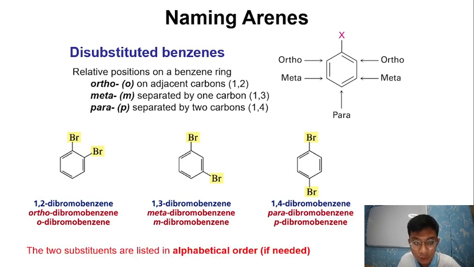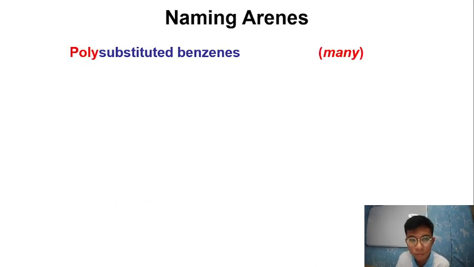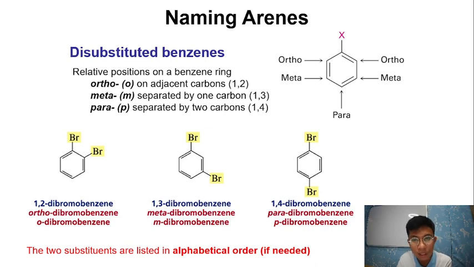I also note, nakalagay sa footnote, the two substituents are in alphabetical order if needed. So, this rule applies only if you have different substituents. Okay? Kasi ito naman, disubstituted siya, pero same yung identity ng substituents. So, that's for disubstituted. Ito yung dalawa.